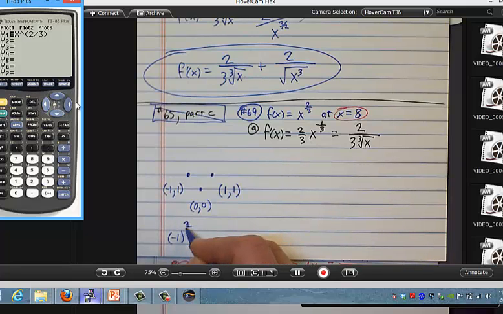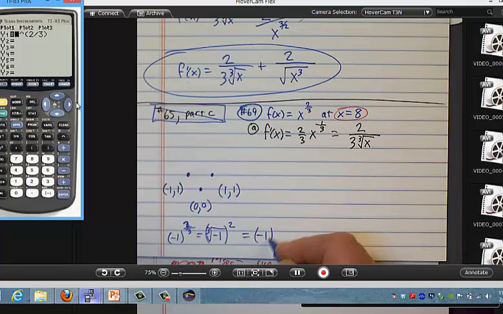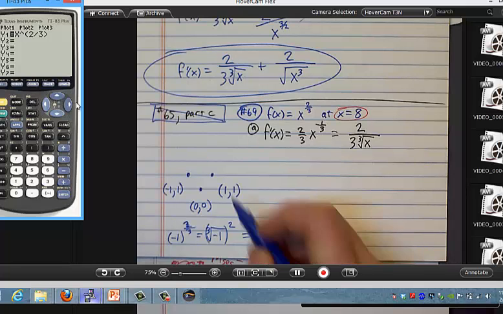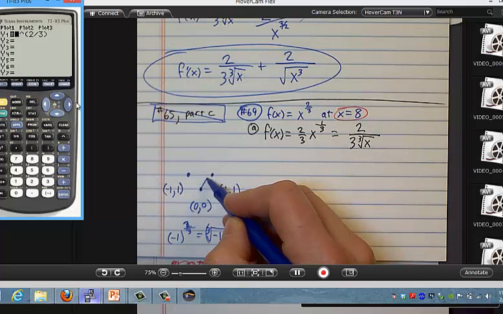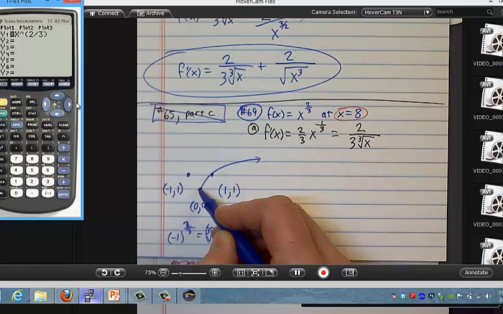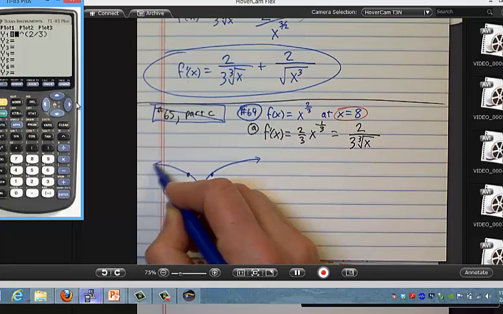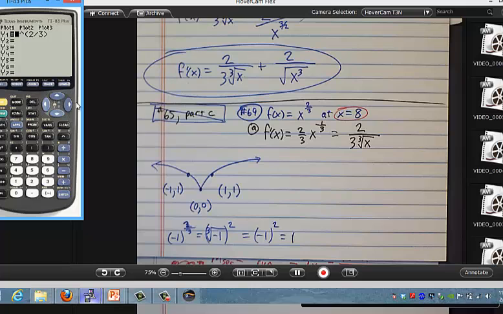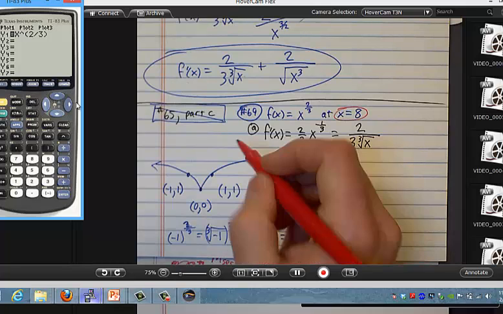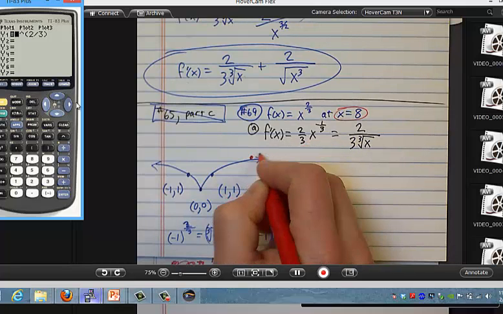So that's the cube root of -1 squared. So it's -1 squared, so it's 1. I mean, you could work this out if you want. But basically, the picture looks kind of like this. So by the time I get to x equals 8, I'm out here somewhere. And what part B asks is, let's find the slope of that line.